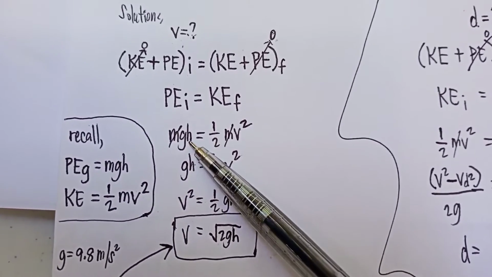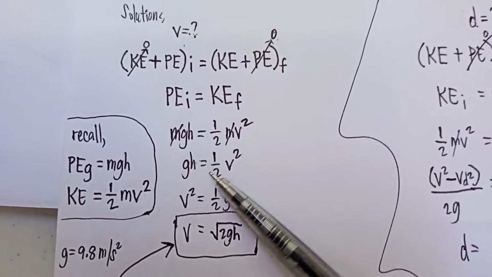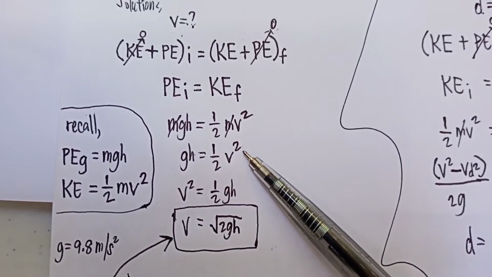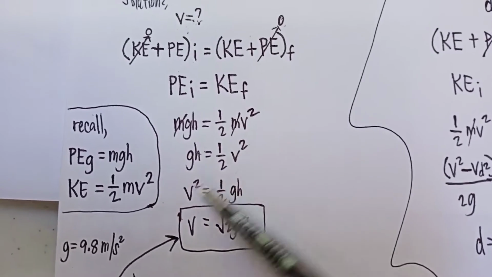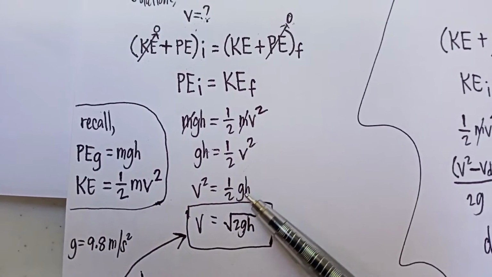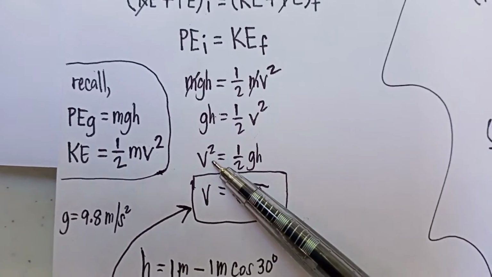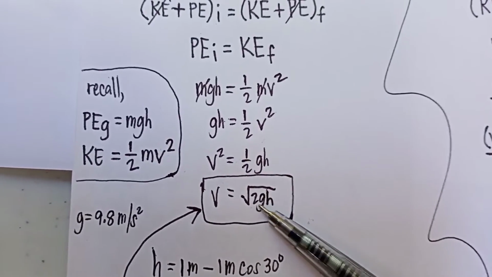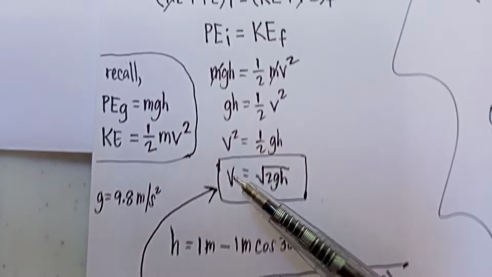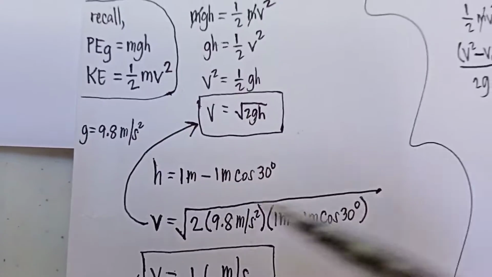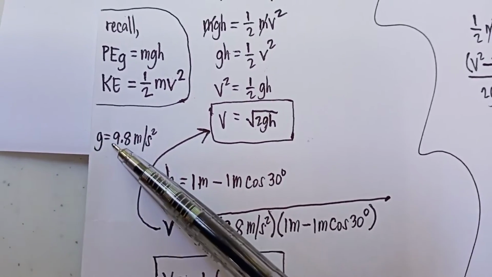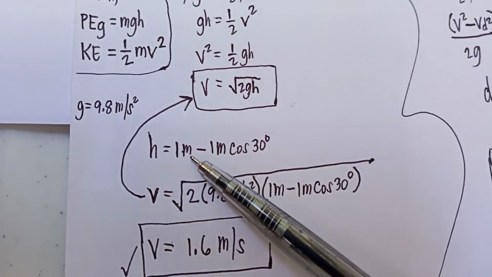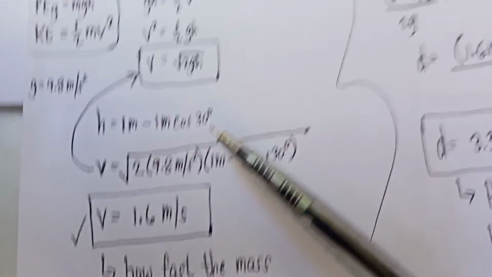So copy, then cancel out the letter m of both sides, then gh equals 1/2 v squared, then multiply both sides by 2, so we get v squared equals 2gh. Since v squared, we're going to use the square root of 2gh para mawala ang exponent. So mao ni ang ato ang gamiton nga formula. Since ang atong value sa g is equals 9.8 meter per second squared, so ang ato pod value sa h is 1 m minus 1 m cosine 30 degrees.